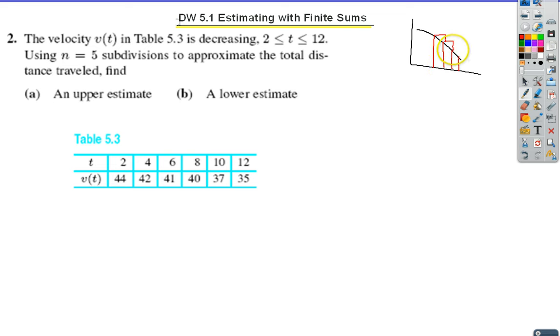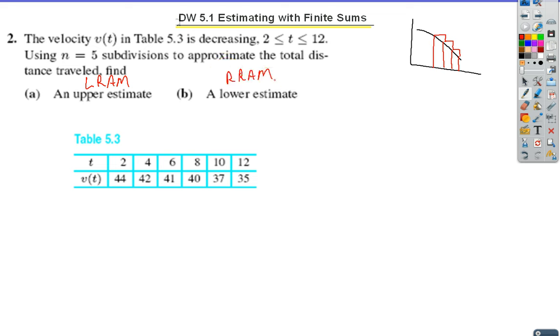Left-hand side is going to give me an overestimate. So for an upper estimate for a function that is decreasing, I want to use LRAM. And again, a lower estimate for a function that is decreasing would be RRAM.